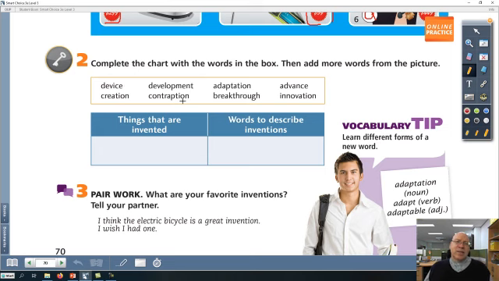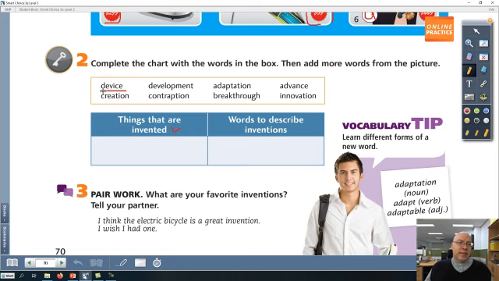This is a word that's not used a lot, but it's still around. Adaptation, breakthrough, advance, and innovation. We're talking about things that are invented. There aren't too many of these words here. So we're talking about things that are invented and words to describe inventions. So how would you describe those? Okay. So this is the easy one. So things that are invented, what would we call those?